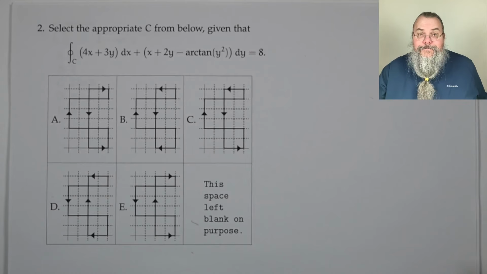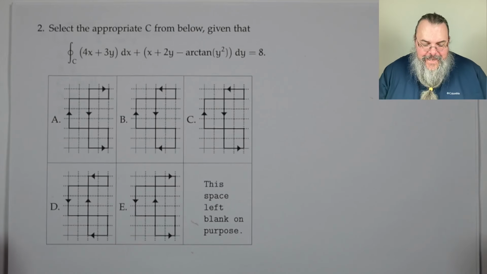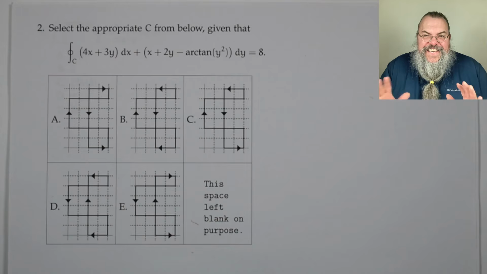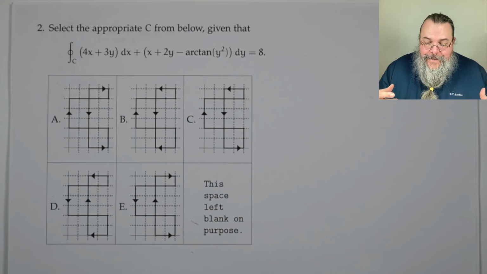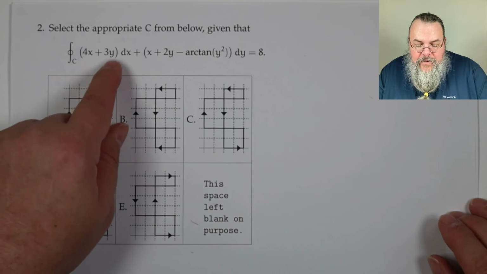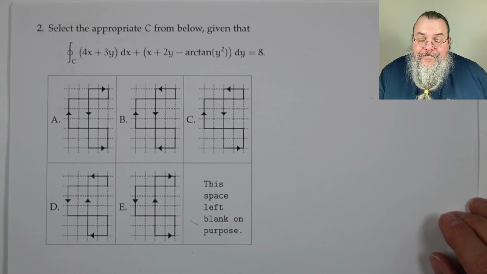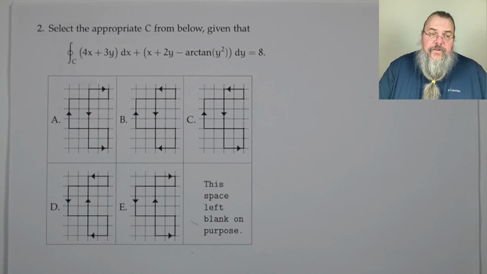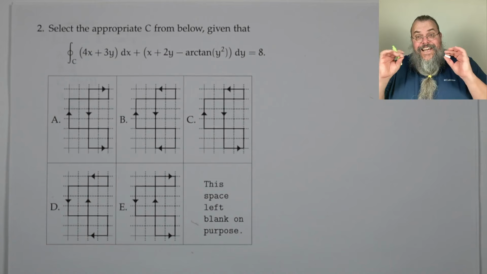Number 2. And it's a picture one. This is going to be awesome. All right. Select the appropriate C. So you're probably like, C? No, that's not what that means. C here is curve. So select the appropriate curve from below, given that the integral along the curve of 4x plus 3y dx plus x plus 2y minus arctangent y squared dy is 8. Now, as you look at these curves, what's happening here? Well, they're all tracing over the same sort of underlying structure. They're just doing it in slightly different ways.